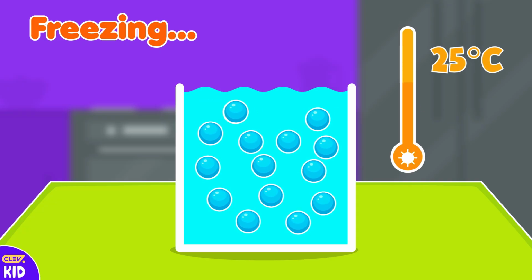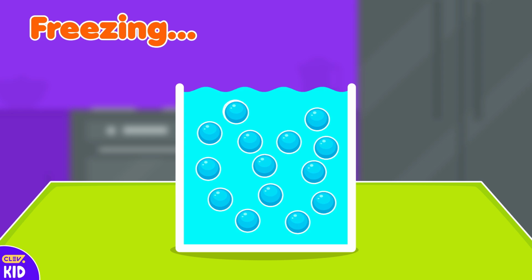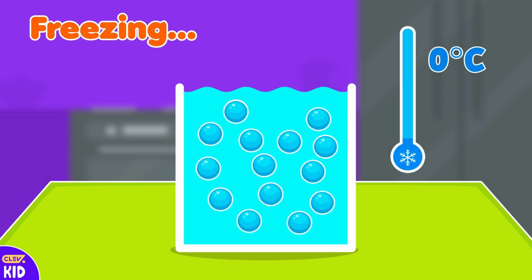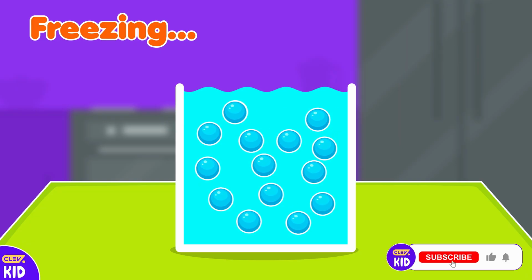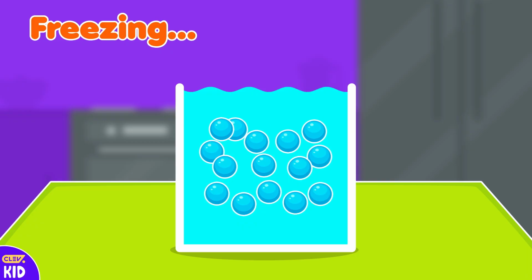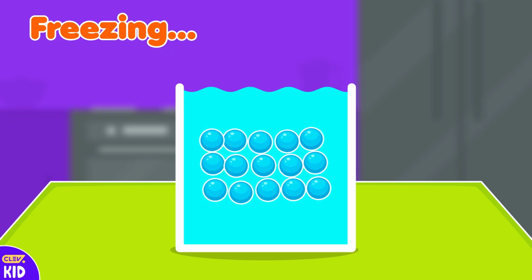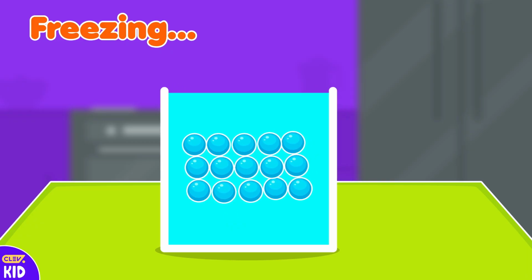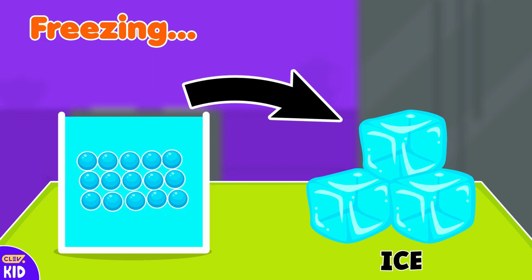But what if we want to freeze this liquid? Well, we slowly cool the cup of water down to around 0 degrees Celsius. This is called the freezing point of water. As the temperature drops, the particles start moving more slowly and get closer and closer together. After a while, they stop moving freely and form a solid. And ta-da! Our water has turned into ice. So now we know how a liquid becomes a solid.